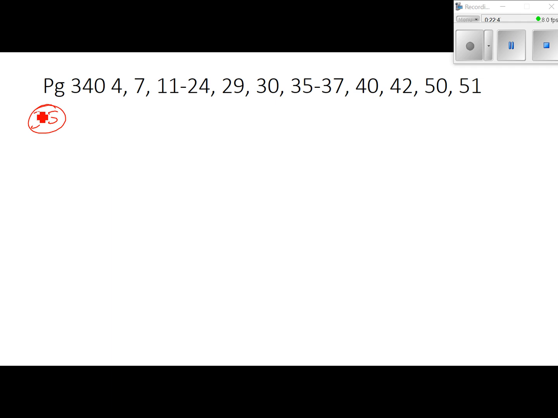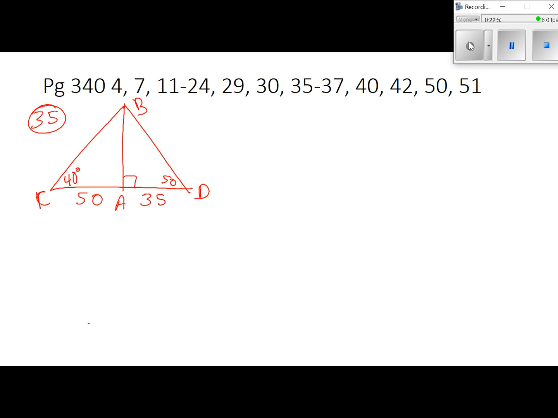Number 35. They give us this picture, and it says you can estimate the width of the river from point A to the tree, and the tree's over here at point B, so the tree's right up here, by measuring the angle to the tree at several locations along the riverbank. The diagram shows the results for locations C and D. So they gave us all this.